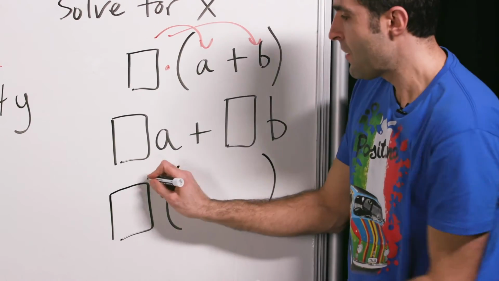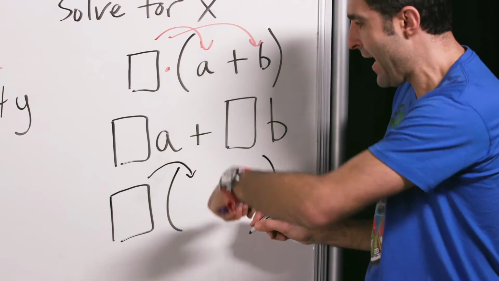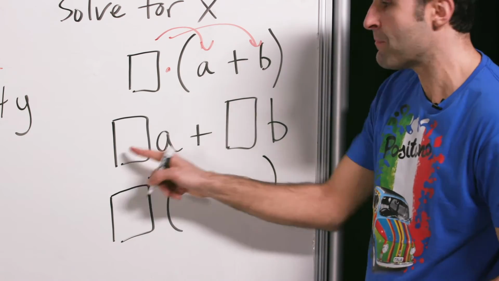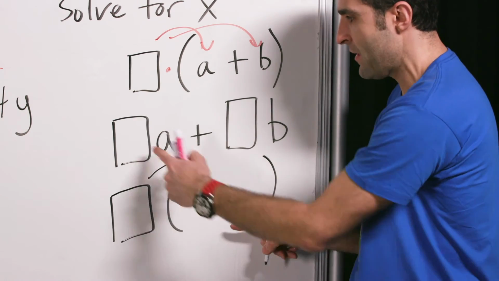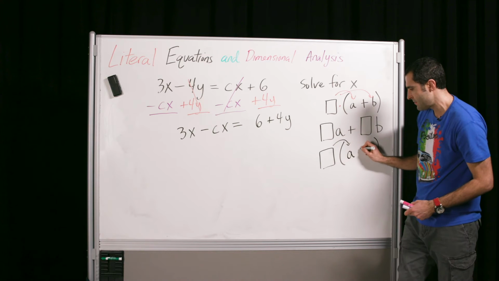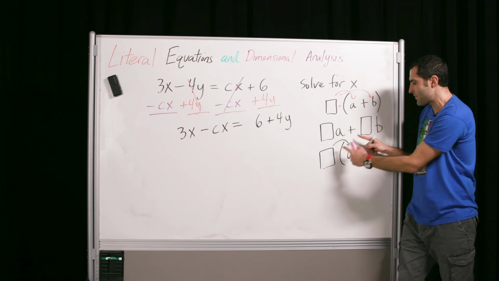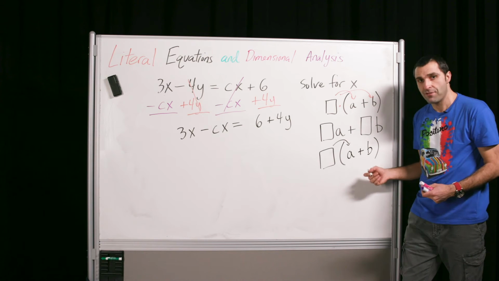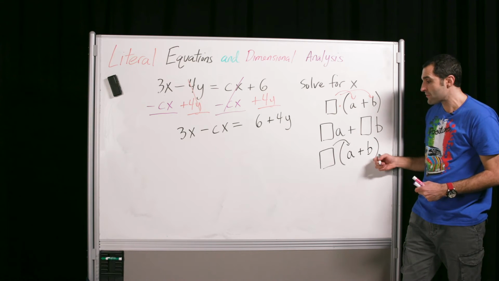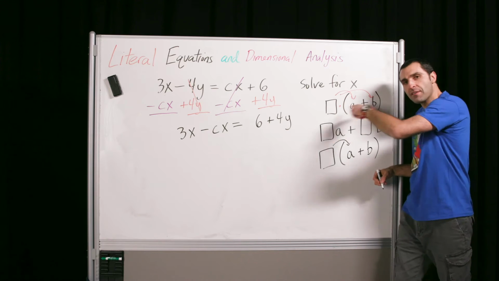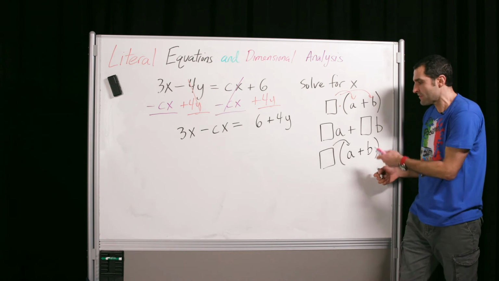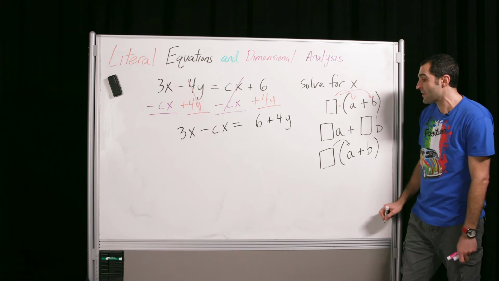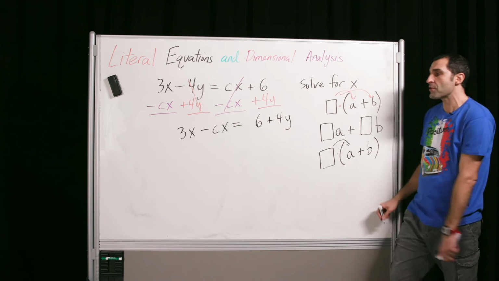Undistribute. So box times what is box A? A. Plus, box times what is box B? B. That's called factoring, right? There's plenty of other videos on factoring, but this is what it is, basically. This is what factoring is: breaking it into pieces that multiply. And that will serve us here.